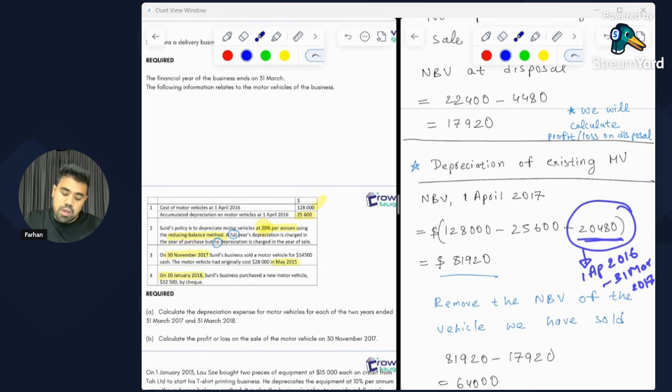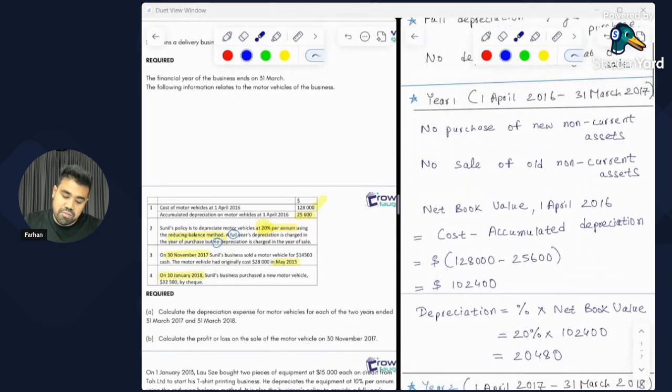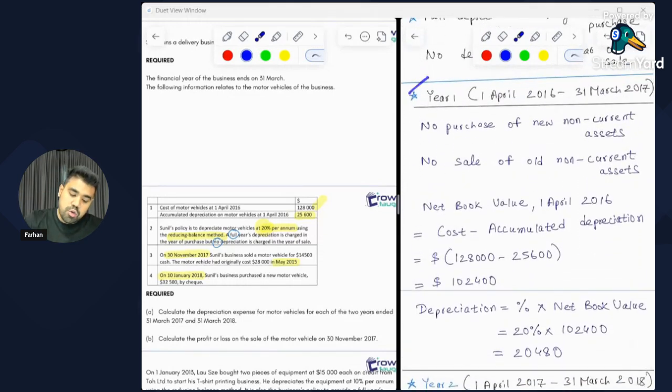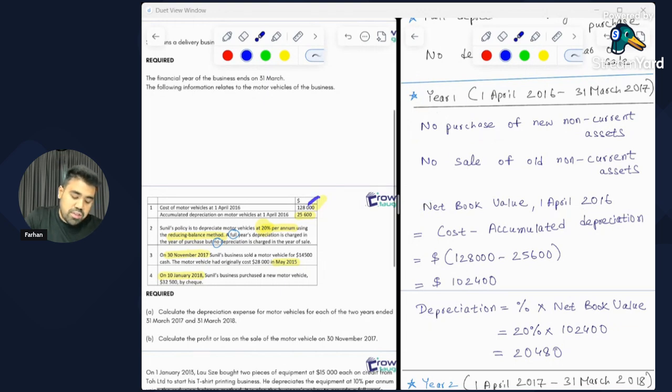I believe so. So let me just scroll back up quickly to show you where we got that 20,480 from. So in year 1, we understand we had no purchase, nor did we have any sale. So when we found the depreciation in year 1, we first found the net book value of the existing motor vehicles at 1 April 2016 using the numbers that are given in this table. And once we have that net book value, we used the given percentage of 20 and multiplied it with the net book value to get the depreciation for that financial year, which was 20,480, right?